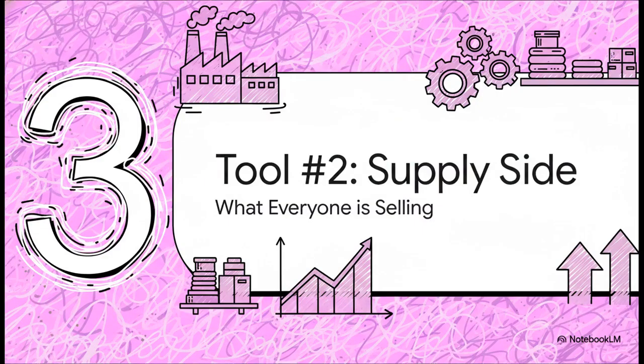Okay, so that covers the buying side. But you can't buy something if no one's selling it, right? So let's build the other half of our model, the supply side. This is all about what businesses across the country can and will produce at any given price level.